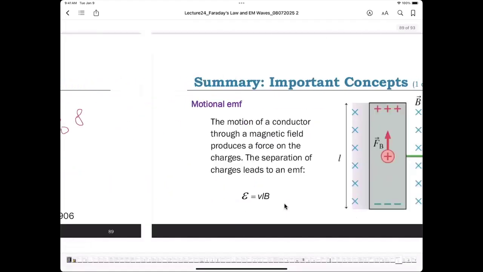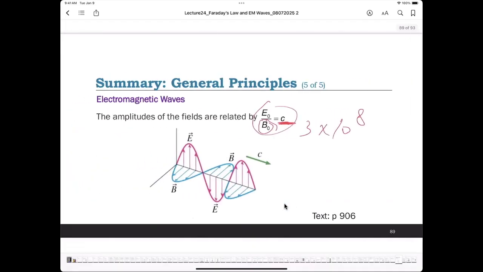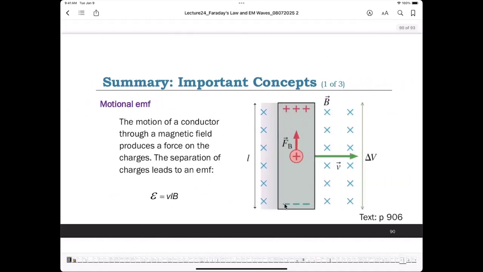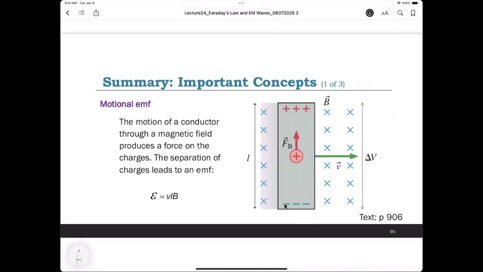And then we talk about, like in last class, after those important general principles, some other important concepts. Like we talk about motional EMF. Actually, this is just like the induced EMF, how this motional EMF is generated. You can see the motion of a conductor through a magnetic field produces a force on the charges. This is the motion of a conductor, and the separation of charges leads to an EMF.